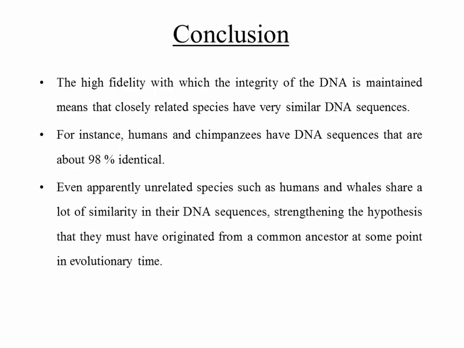So in conclusion, I'd like to state that the high fidelity with which the integrity of the DNA is maintained means that closely related species have very similar DNA sequences. For example, humans and chimpanzees have DNA sequences that are about 98% identical. Even apparently unrelated species such as humans and whales share a lot of similarity in their DNA sequences, maybe as much as 95%. I forget the exact figure. And this strengthens the hypothesis that they must have all originated from a common ancestor at some point in evolutionary time, because the DNA sequences are so similar. Okay, any questions?